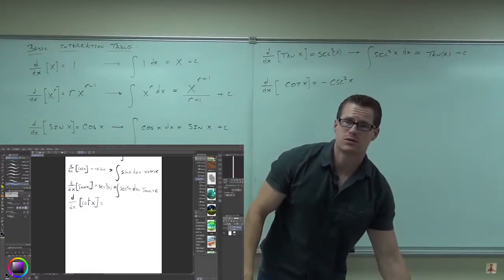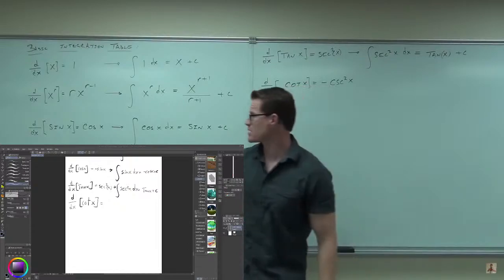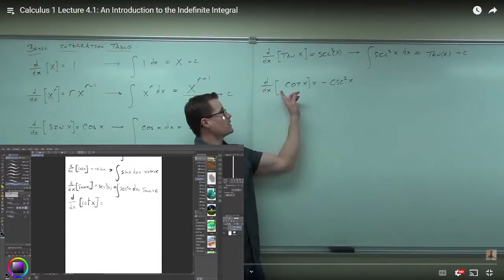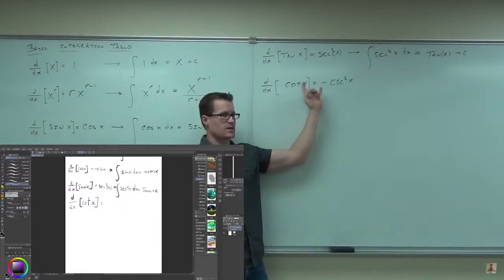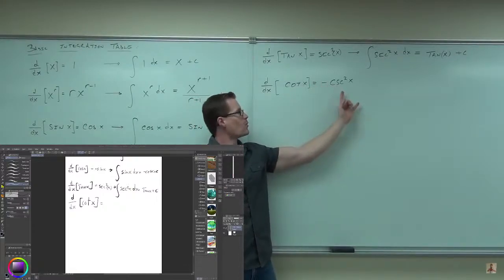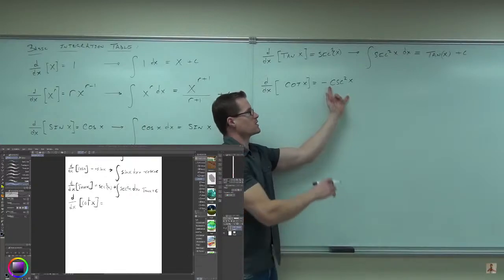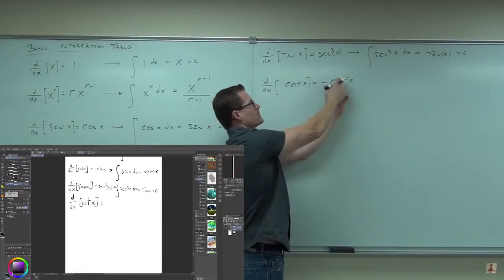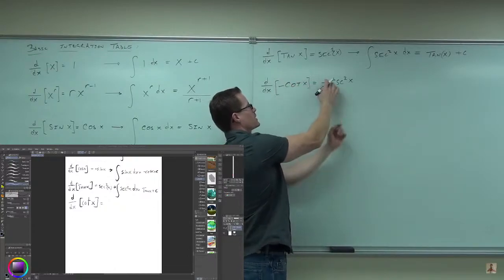Do you know what I'm going to do? I'll bet you can see it. It's the same thing I did over here. If I have cotangent, the derivative of cotangent gives me negative cosecant squared. What I want this to be is positive cosecant squared. So look what I can do. I can say, okay, if cotangent gives me negative cosecant squared, negative cotangent should give me positive cosecant squared.